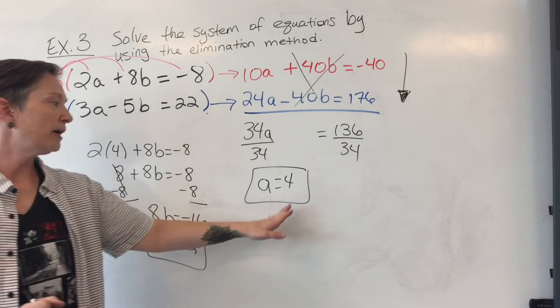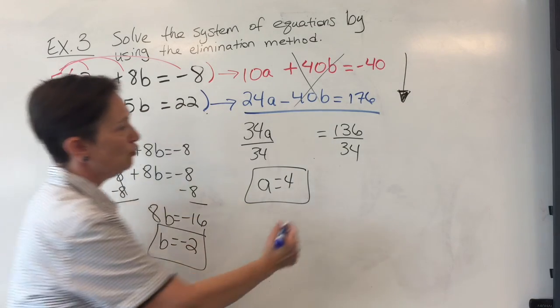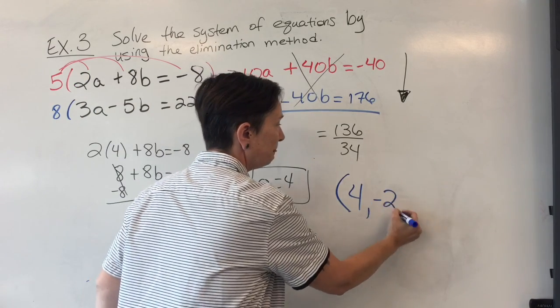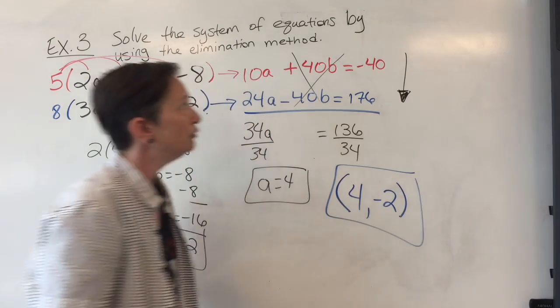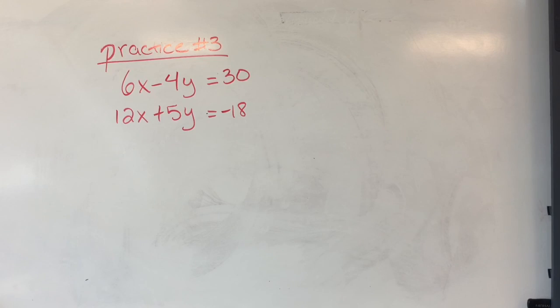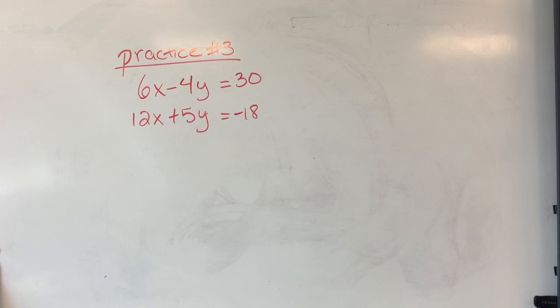All right, now I've got my value for A, got my value for B. We're going to write this final coordinates, A comma B. So 4, comma, negative 2 is the solution to this system of equations. Now I would like for you to stop the video and work practice number 3 in your notes.